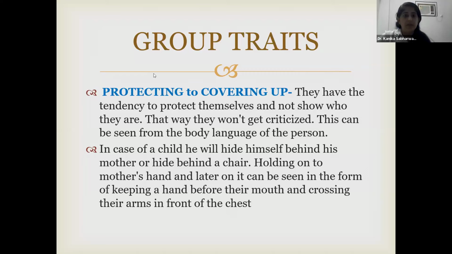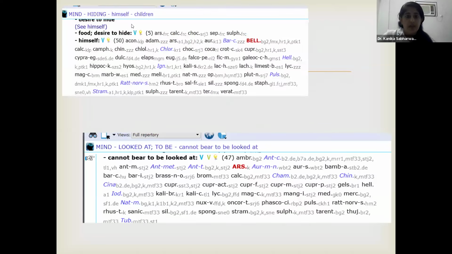Okay, so can we see again some repertory references? Hiding himself: Baryta carb, Calcarea carb. Cannot bear to be looked at, does not want to make eye contact: Baryta carb, Baryta iodide, Calcarea carb, right? So this is an expression or an extension of the insecurity where they want to protect themselves.